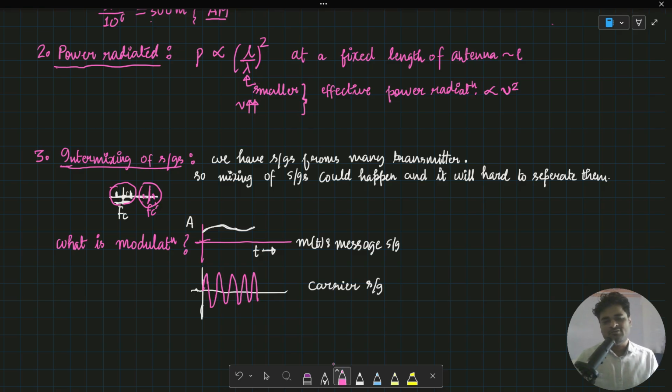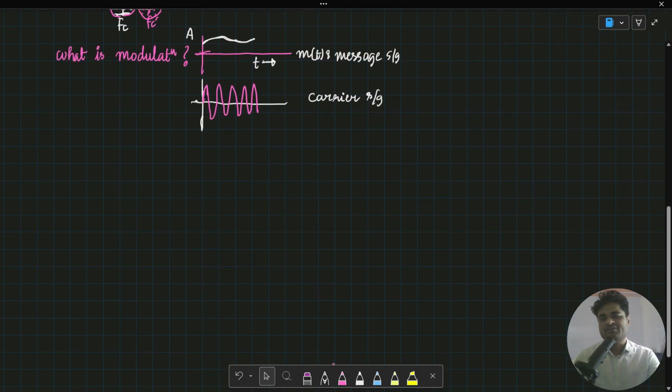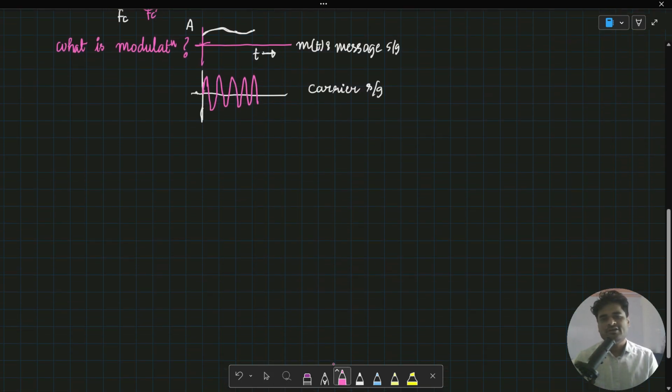So in case of analog message signal, analog means continuous signal, and the carrier is also continuous. So what we do, usually we vary the carrier signal amplitude according to the message signal.